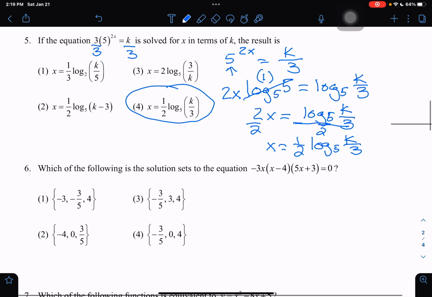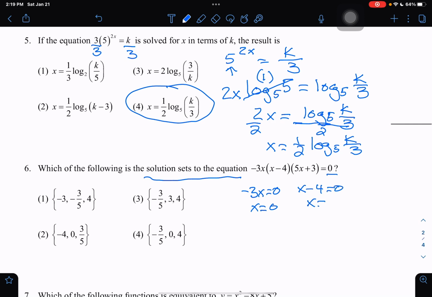Okay, not too many log problems on the midterm. This one wants to get all the zeros, right, because this is equal to 0. So negative 3x is equal to 0, x is equal to 0; x minus 4 is equal to 0, x is equal to 4; and 5x plus 3 is equal to 0, right? You move the 3 to the other side and then divide by 5. So you subtract 3 and divide by 5, so it becomes negative 3 over 5. So that is choice number 4.